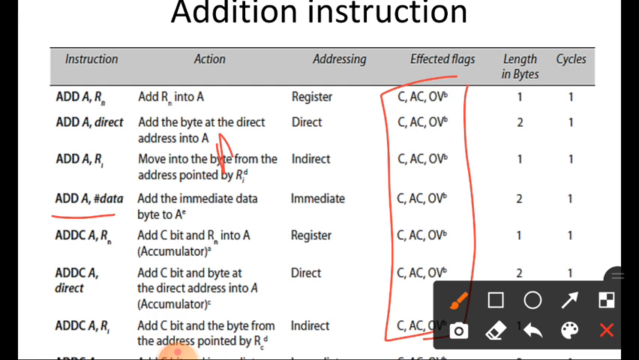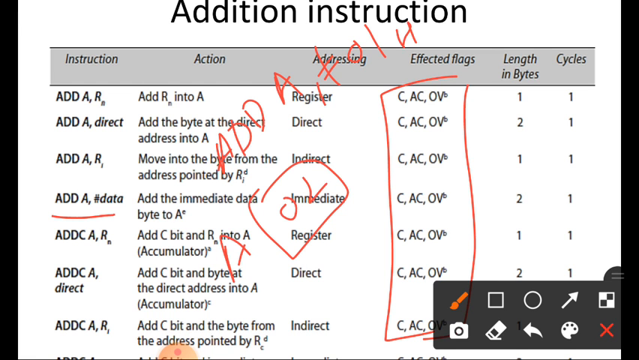For example, ADD A comma hash 01H. Suppose the accumulator content is 04, then 04 is added with 01, and the accumulator content is changed to 05.